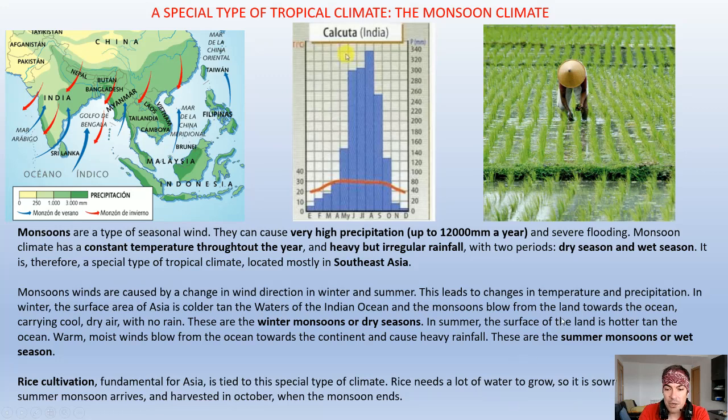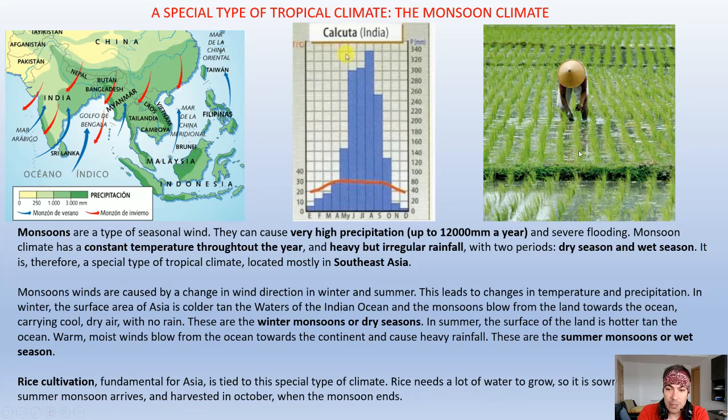But in summer, the surface of the land is hotter than the ocean, so the warm, moist winds, with humidity, blow from the ocean towards the continent. These are the blue arrows, and they can cause heavy rainfall. Well, they actually cause heavy rainfall, and these are the summer monsoons or wet monsoons.